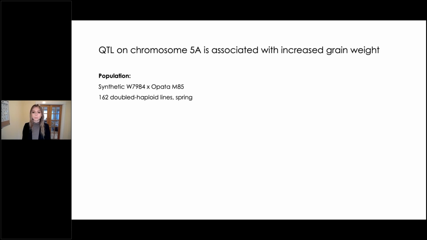In the Sorrells lab, we have worked with a population, Synthetic W7984 by Opata M85, for over a decade. And consistently, we've identified a QTL associated with grain weight on chromosome 5A. There are double haploids and recombinant inbred lines for this population, and we did our QTL mapping with the double haploid population because the fixed background genome made it easier to identify QTL across environments over time.